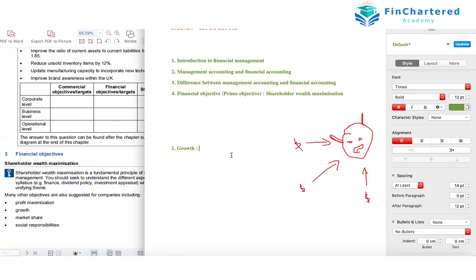And another objective is we have social responsibility, which you don't need to worry about too much right now. This is also our objective. We want to make sure that we are socially responsible. We are giving back to the society, but all that we will look at later. Right? So these are the objectives, but the prime objective is what? Shareholder wealth maximization.